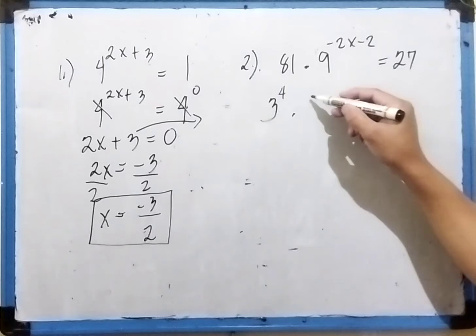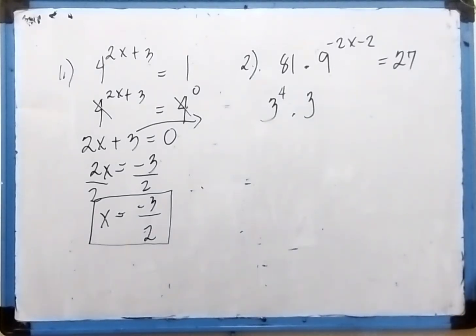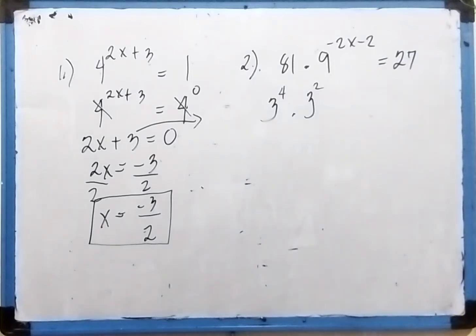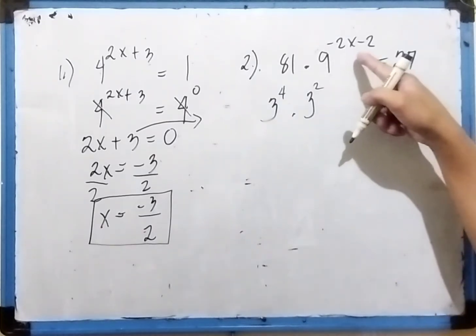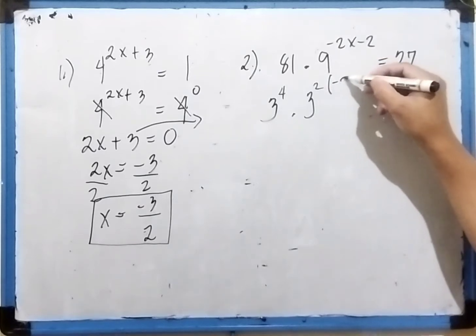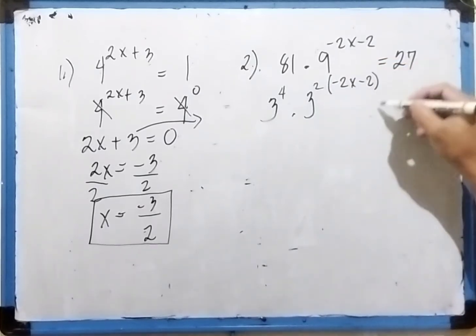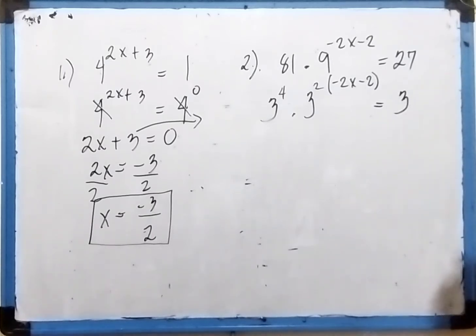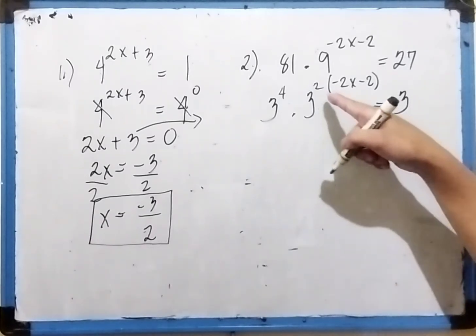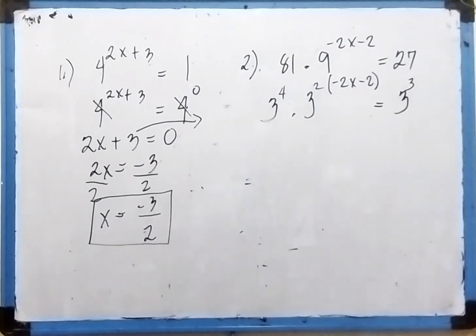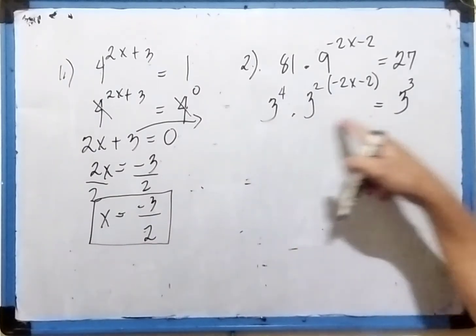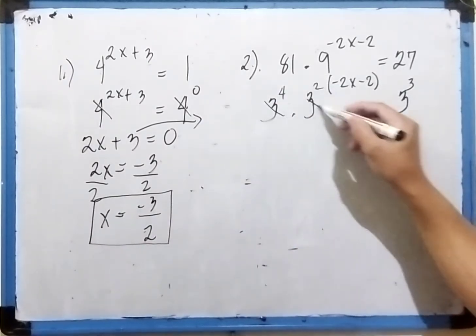And this one is 9, so we can use also 3 as base. So, what will be the exponent to make it 9? Magiging 2 dito, because 3 squared is 9. Since we still have the exponent here, copyahin lang natin. Then 27 can be used as base 3. Then, what will be the exponent? It will be 3, because 3 times 3 is 9, times 3 is 27. So, as you can see, guys, the bases are the same. So, we can now cancel them.